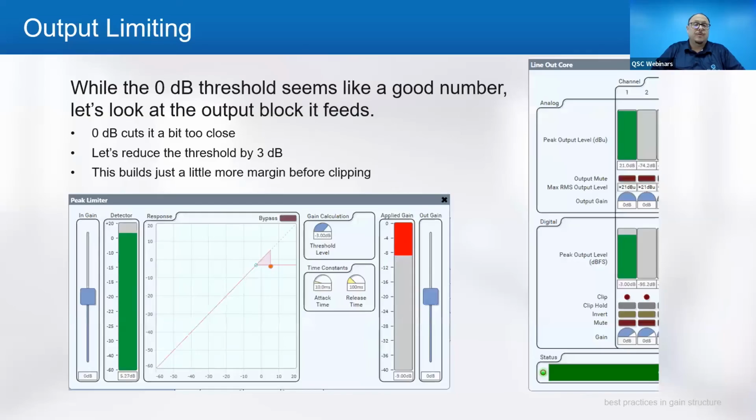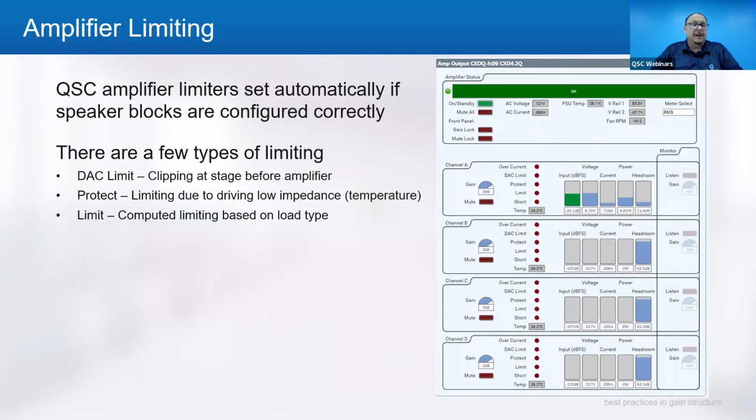So one of the things that we like to recommend is to reduce the threshold by about 3 dB. This will provide an extra layer of protection to keep you from clipping downstream as well, too. So it will build a little bit more margin before the signal will actually clip off for you there. And then QSC amplifier limiters set automatically if speaker blocks are configured properly. So if you're using our digital amplifiers and you're using QSC speakers, you can simply drop these blocks in and they will know how to configure that amp.